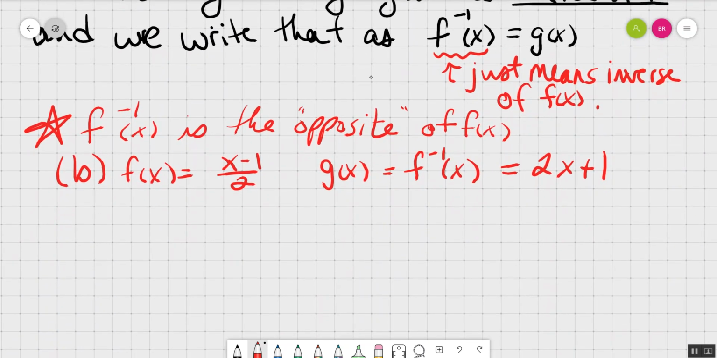Anyway, some other things to note is that f inverse and f have opposite domains and ranges.